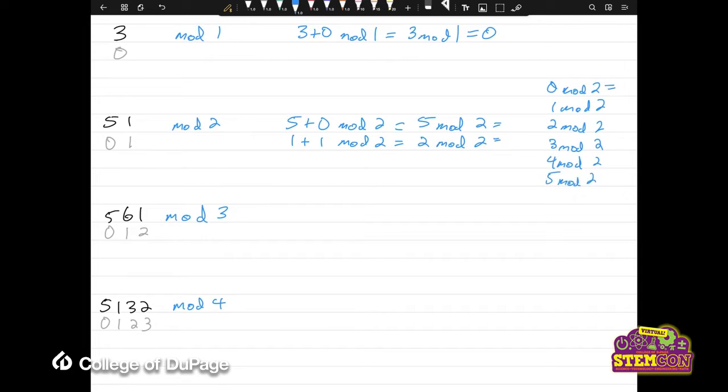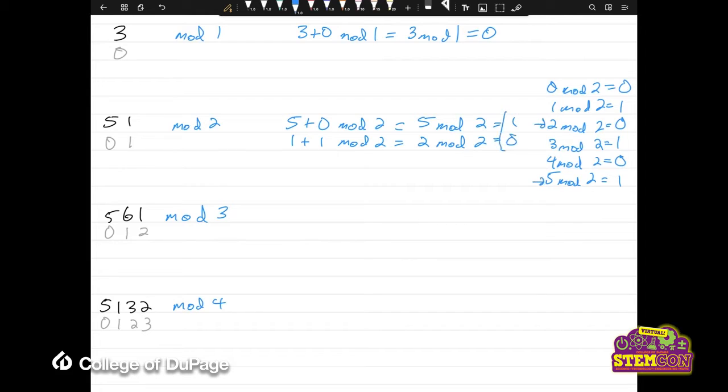Right, like that. So 0 mod 2 would be 0, 1 mod 2 would be 1, but now I have to start back over, right? Because I'm only allowed to use 2 numbers. So 2 mod 2 is 0, 3 mod 2 is 1, 4 mod 2 is 0, and 5 mod 2 is 1. Notice I only get to use 2 whole numbers, so I'm using 0 and 1. So 5 mod 2 was 1, 2 mod 2 is 0, right? 5 mod 2 is right here, 2 mod 2 is right here.